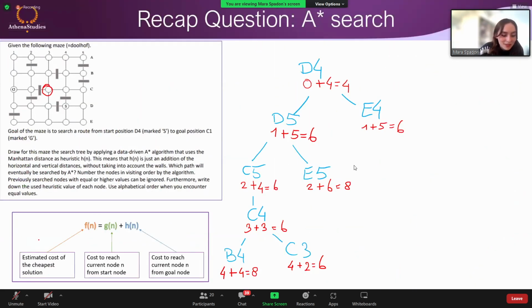So from C3, do we have any other way to go? Can you go through the wall now or not? No, you just have to follow the path. So you have to go up then or down. Yes, so we can go to B3 or D3. Yes. And what would those values be?